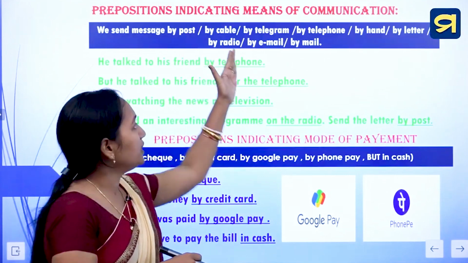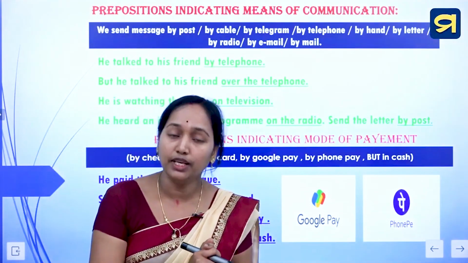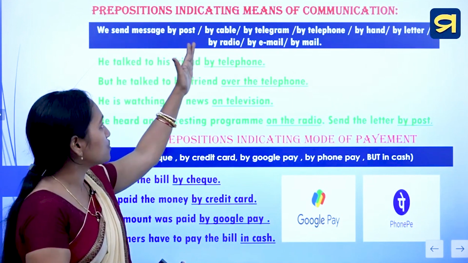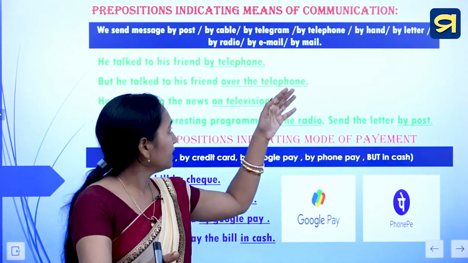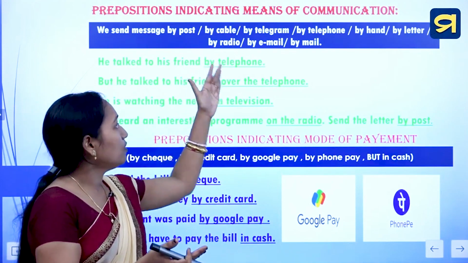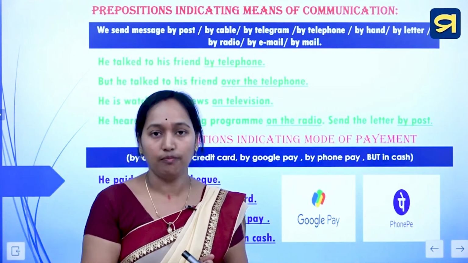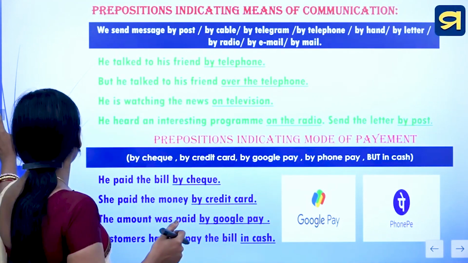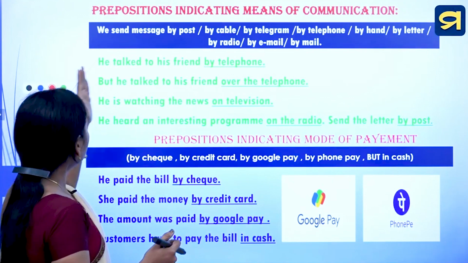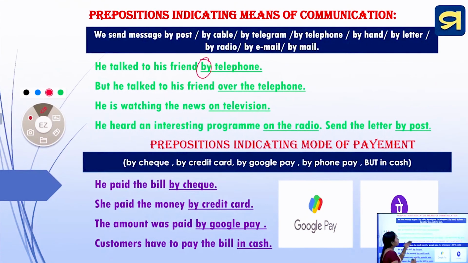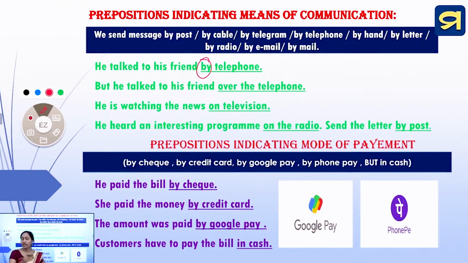Prepositions indicating means of communication. For means of communication, we send messages by post, by cable, by telegram, by telephone, by hand, by letter, by radio, by email or by mail. Okay, let us see the examples. He talked to his friend by telephone. So for means of communication, we are using the preposition by.